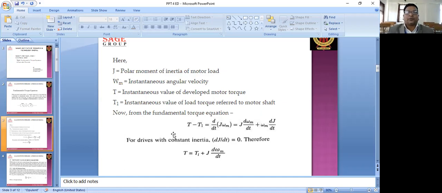Now, from the fundamental torque equation, T minus TL is equal to d by dt of J omega m, which is equal to J d omega m by dt plus omega m dJ by dt. For drives with constant inertia, dJ by dt is equal to 0. Therefore, T is equal to TL plus J d omega m by dt.